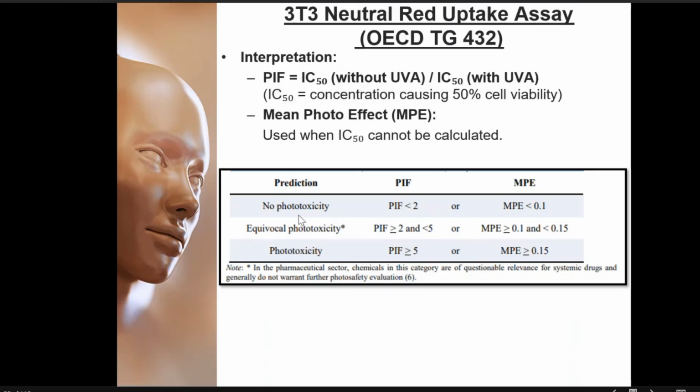When there is no phototoxicity, the PIF value is less than 2 or the MPE value is less than 0.1. If there is equivocal phototoxicity, then the PIF value is greater than 2 and less than 5, and the MPE value is greater than 0.1 and less than 0.15. For a phototoxic compound, the PIF value is greater than or equal to 5 or the MPE value is greater than or equal to 0.15.